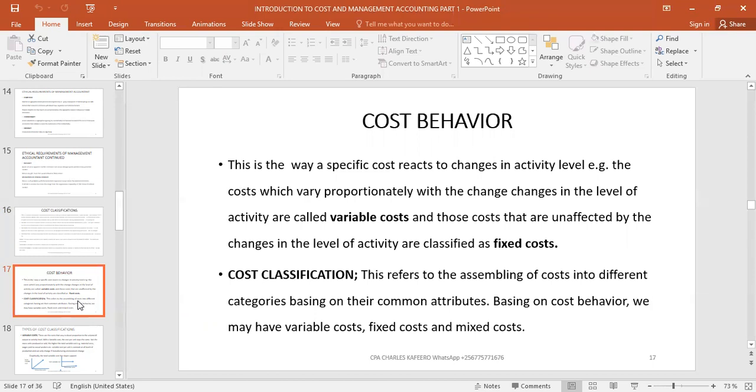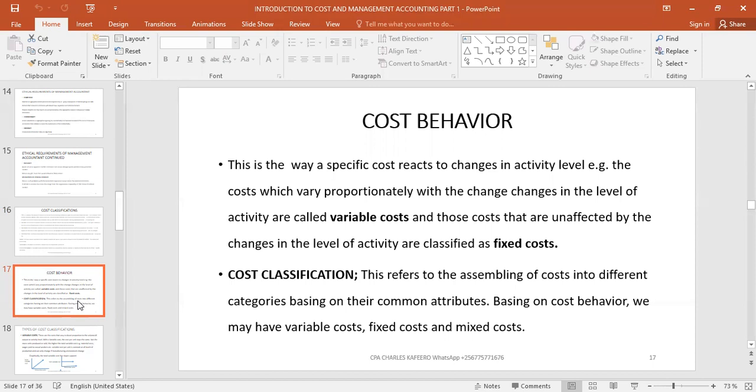This is the way a specific cost reacts to a change in the level of activity, or activity level. And they behave in three ways. We have the variable costs, we have the fixed costs, and we have the mixed costs.